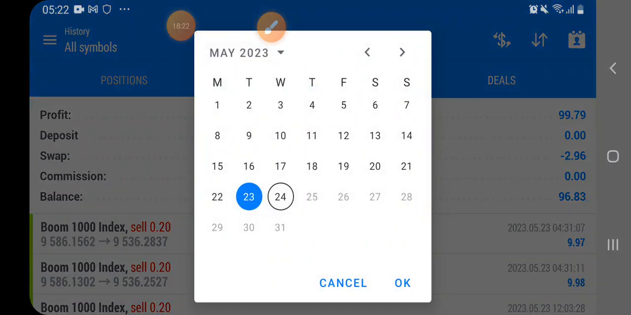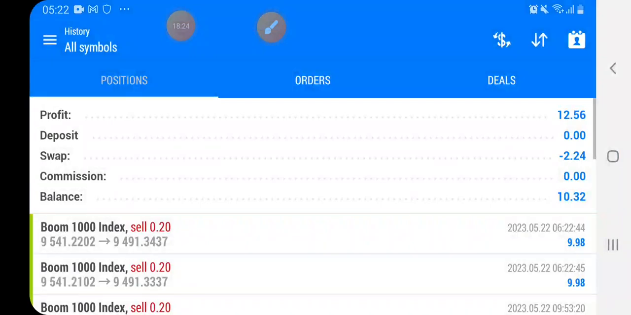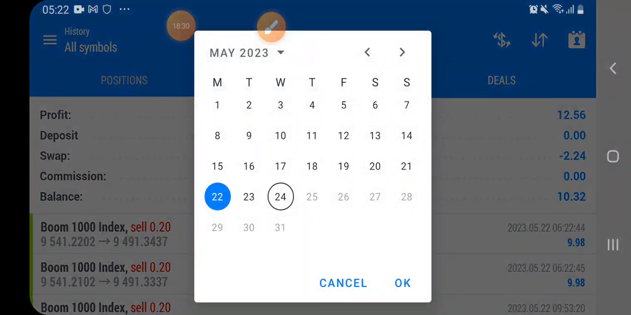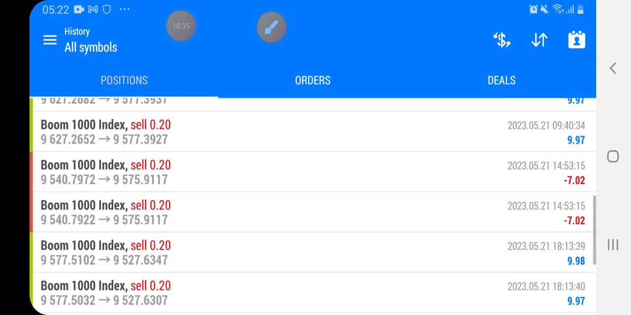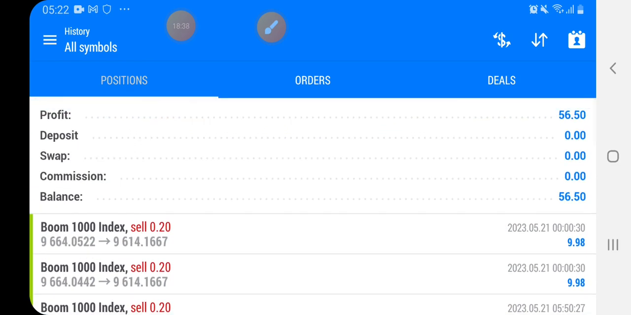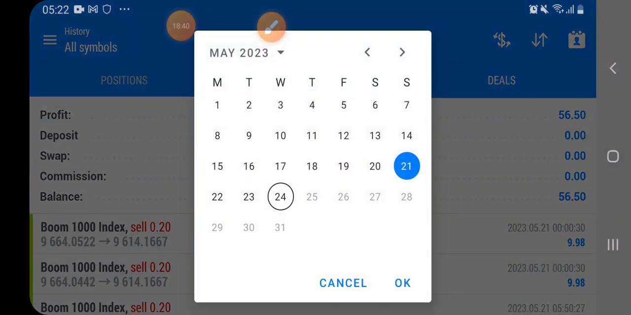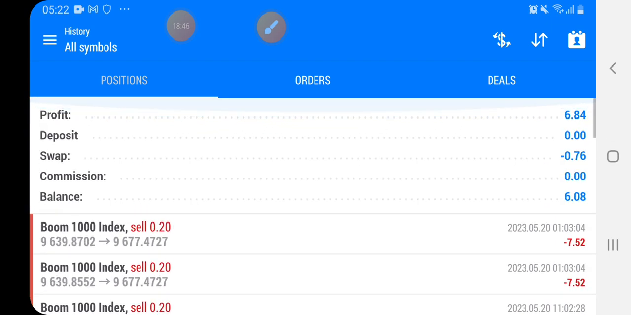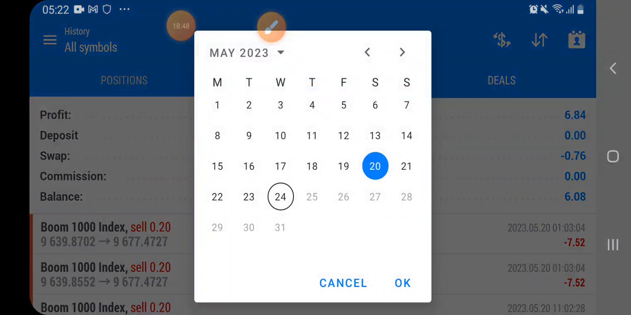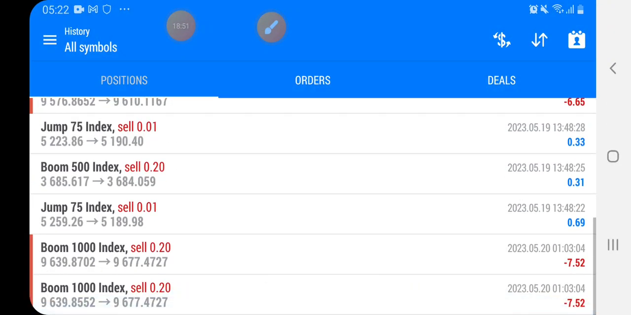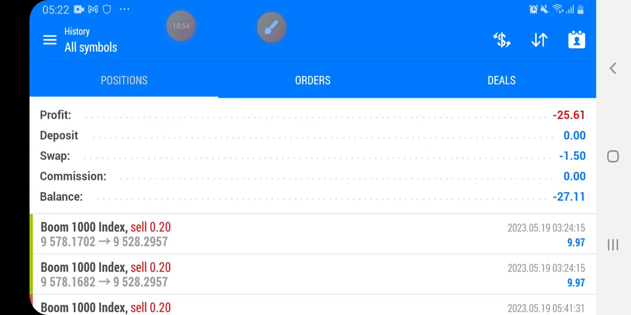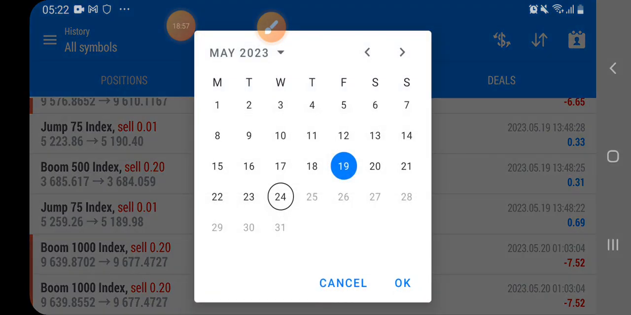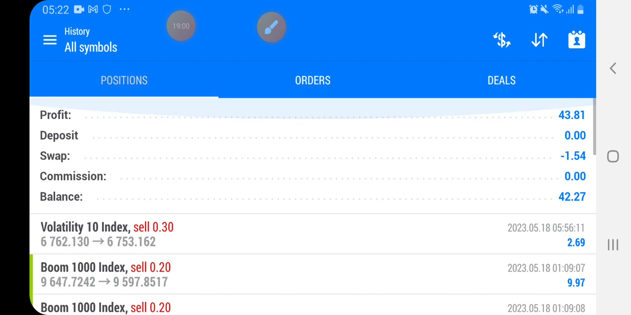Then we push to the 22nd. On the 22nd, the robot made about $12. We go to the 21st. On the 21st, the robot made about $56. You can see every trade placed by the robot. So we go to the 20th. On the 20th, the robot made just $6, plus minus. We go to the 19th. On the 19th, the robot lost about $25, right? So you can see that's the downside. So on the 18th, the robot made $43.